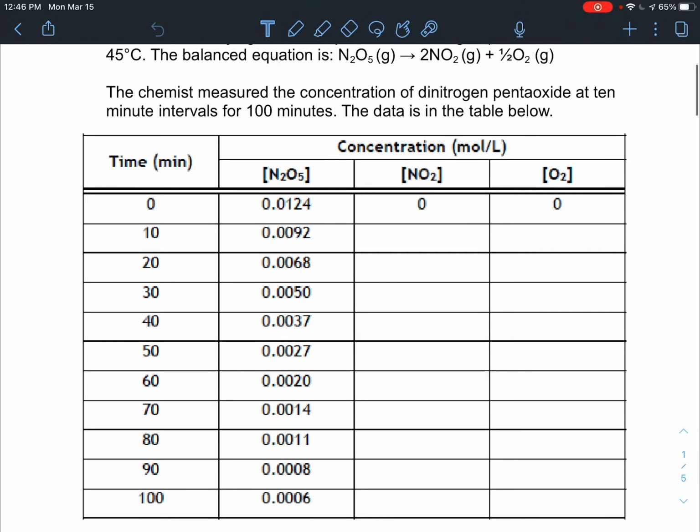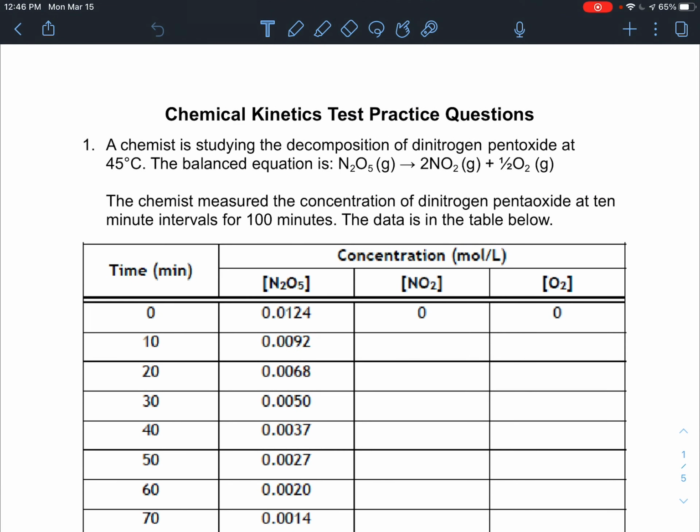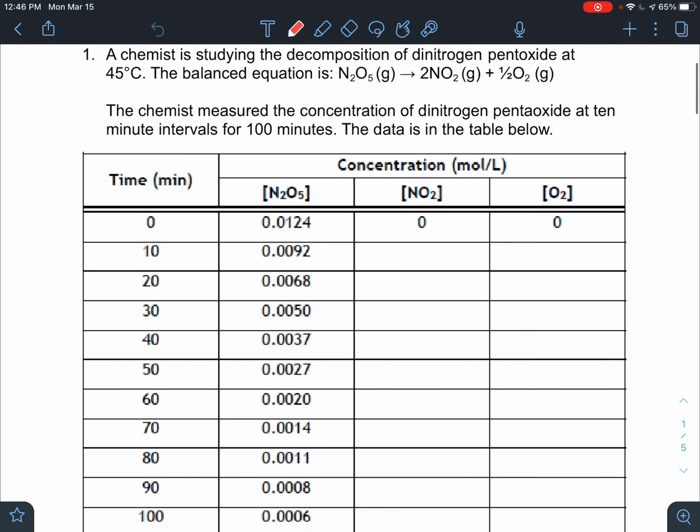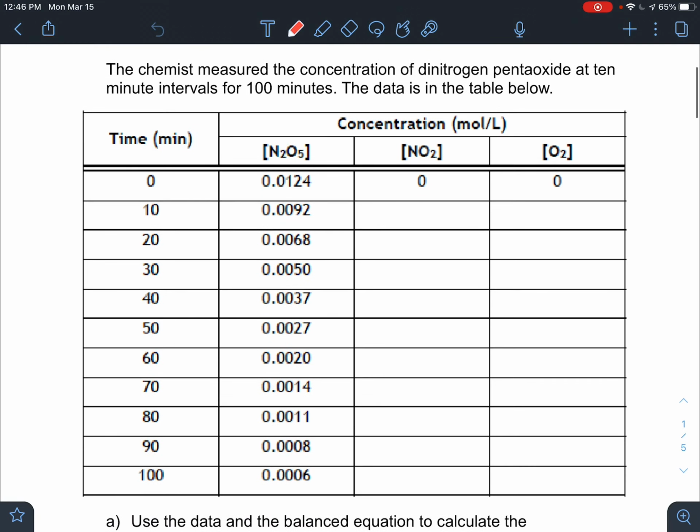Hi everybody, today we're going to be going through these chemical kinetics test practice questions, hoping this will be helpful to some of you out there. Alright, so this first set is just an idea of comparing how much of something is being made and how much is being produced. So I'm not going to do all of these answers, but I'll do the major ones.